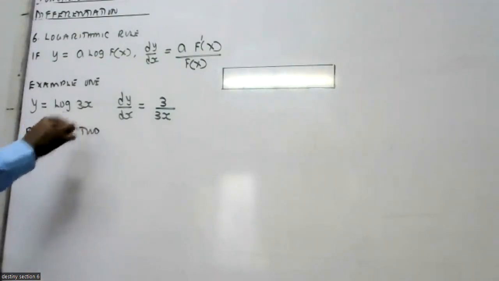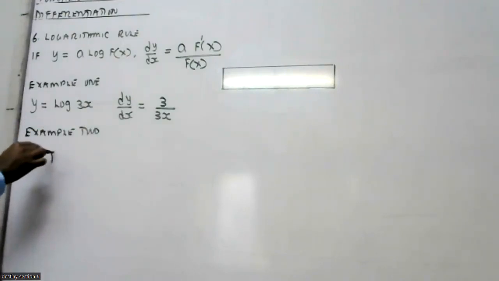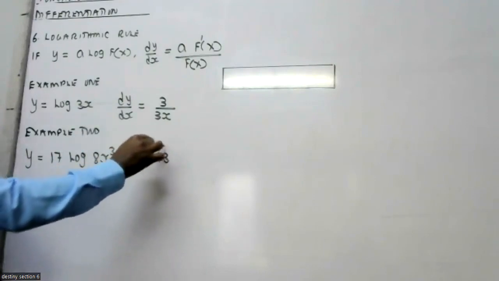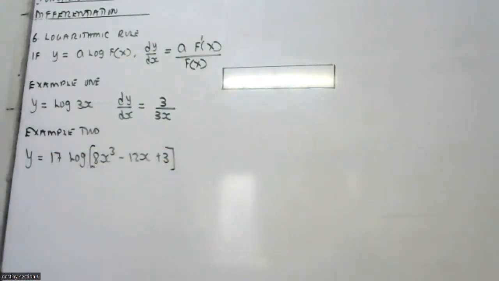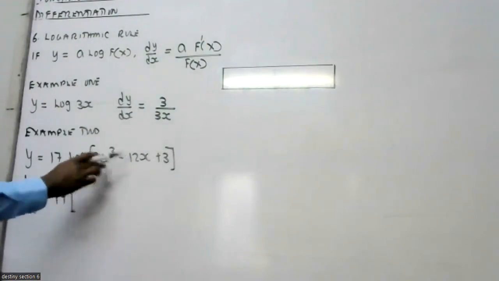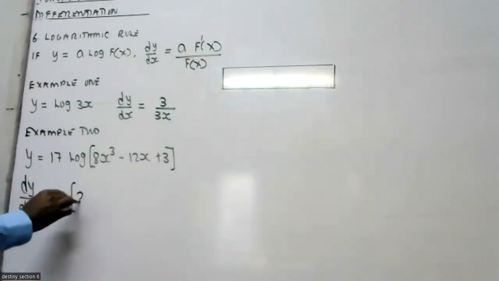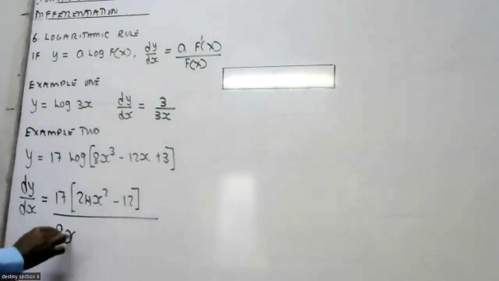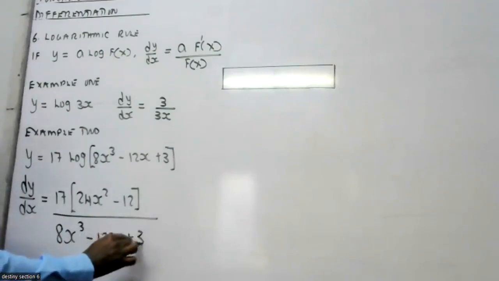If we were to be given another example, y is equal to 17 log of 8x cubed minus 12x plus 3. We are given something like that. So dy dx, you take this 17 here, then differentiate this function, the one after the log. So this will be 24x squared minus 12. Then the whole of this you divide by that function, 8x cubed minus 12x plus 3.